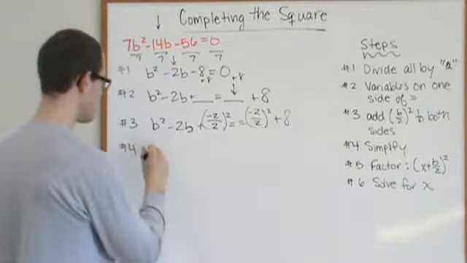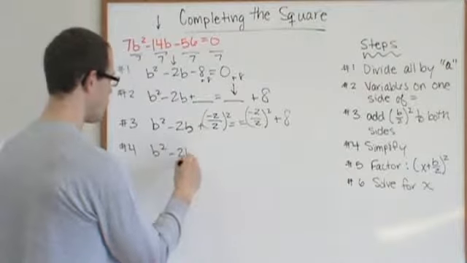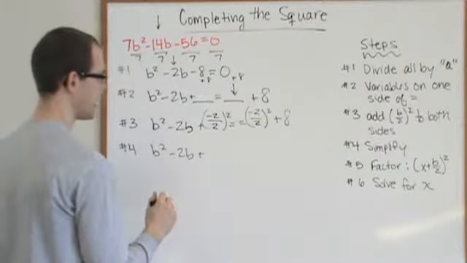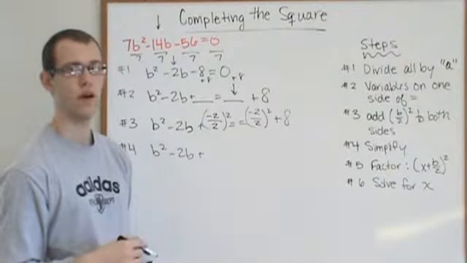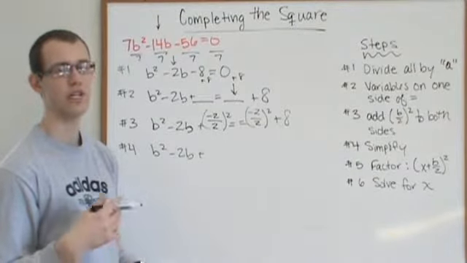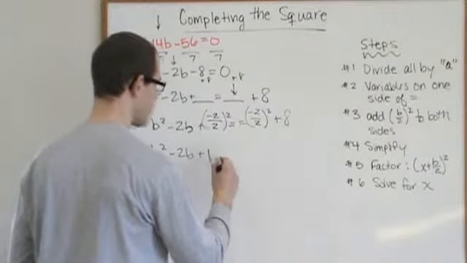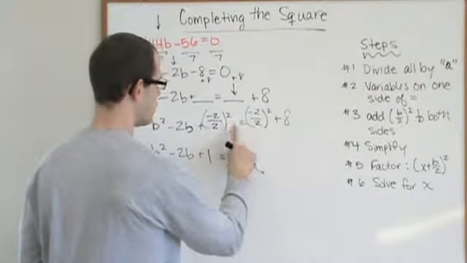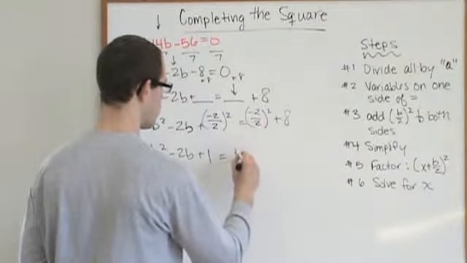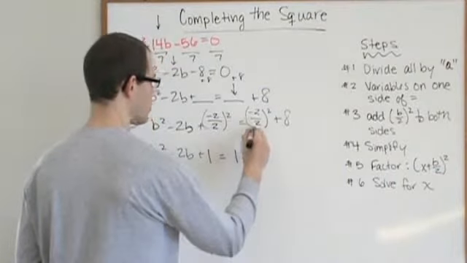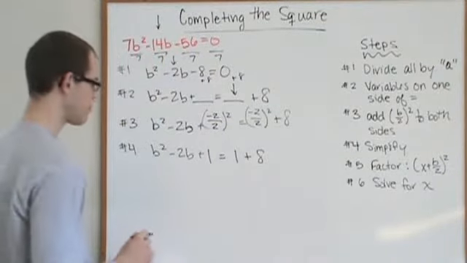Step number 4 is to simplify. So I'm going to make this easier to read. Negative 2 divided by 2 is negative 1. Negative 1 squared is positive 1. Let me get rid of that extra equal sign right there. This also turned into a positive 1.